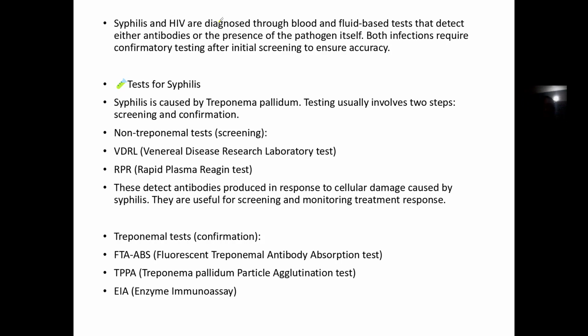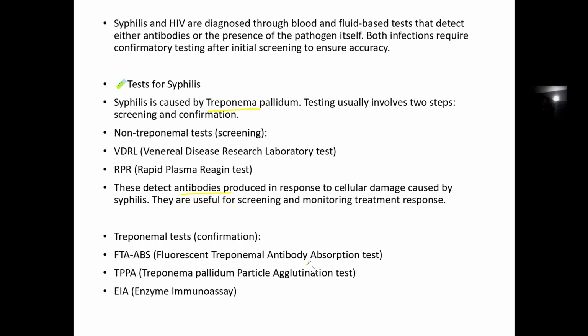So test for syphilis. Syphilis is caused first of all by what? The Treponema pallidum. So you might actually want to do non-treponemal tests. Those ones are screenings. So tests like the Venereal Disease Research Laboratory test, the rapid plasma reagin test. So those ones, they basically detect antibodies produced because what? There is damage to the cells because of syphilis. So if there is damage to the cell, the body usually produces antibodies to fight. So those tests will help you to detect those antibodies produced.